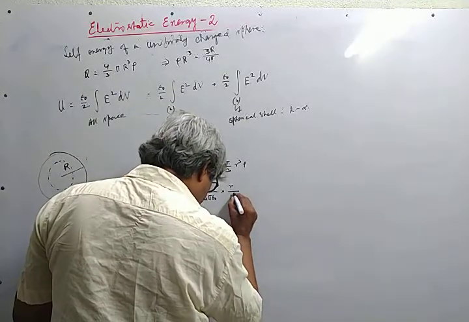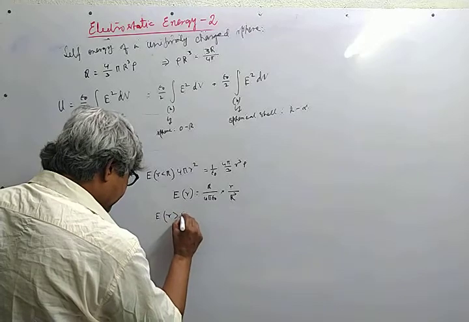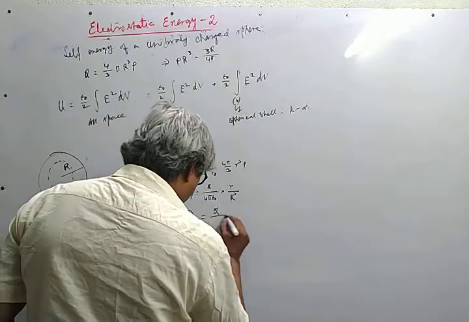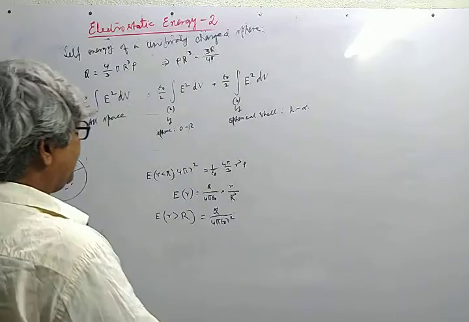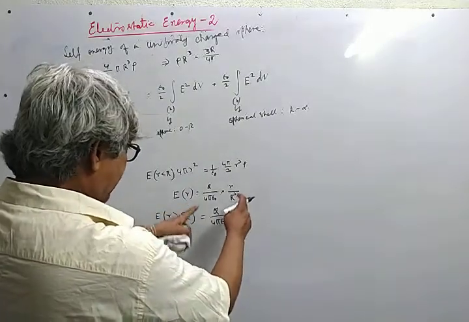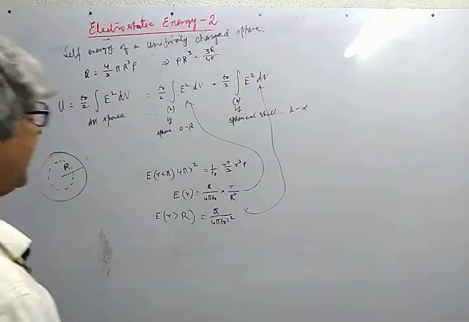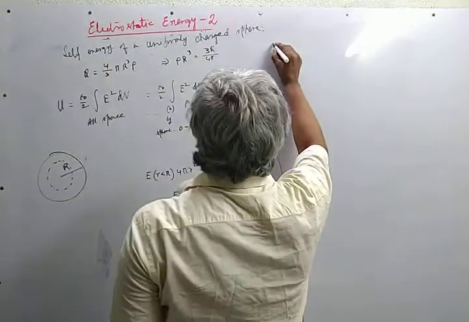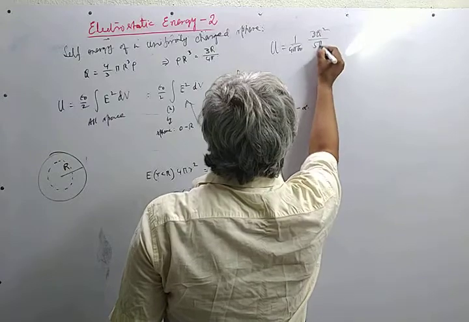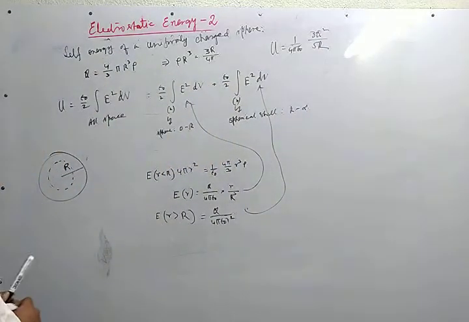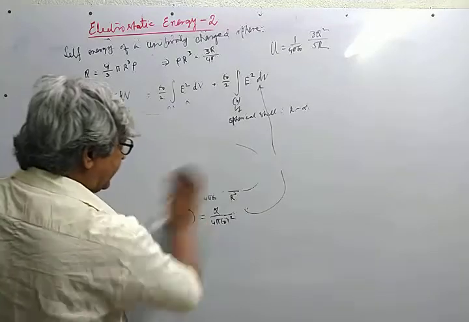This is the field, and for an external point, the field for r greater than R will be q upon 4 pi epsilon 0 r square. So if you use the expression, this is the field for region A, and this is the field for region B. If we use this, we again come to the expression for internal self energy as 1 by 4 pi epsilon naught 3q square by 5r.